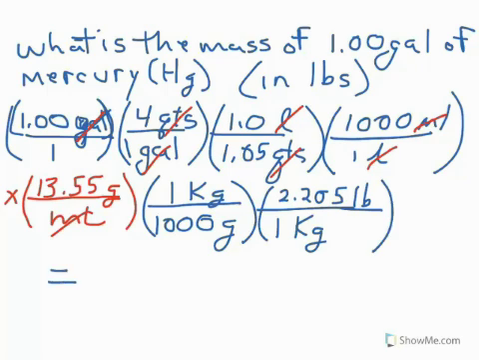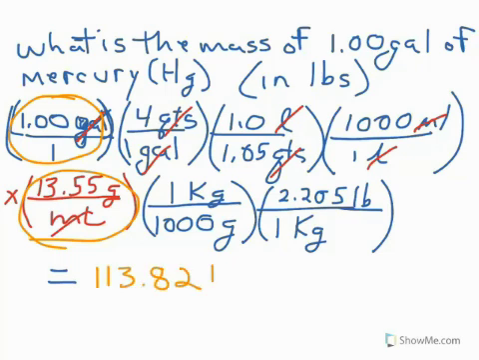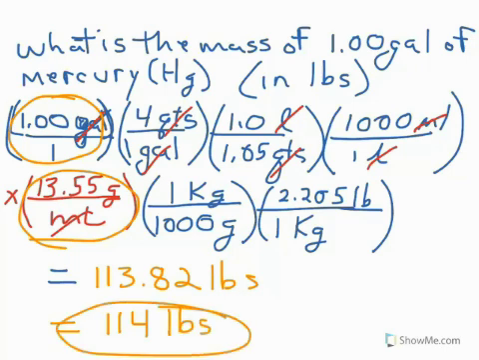Let's just do our sig figs first. I'm going to have 3 sig figs here, 4 sig figs for our density, and the rest of them are straight conversions. So in this class, we'll treat that as an infinite number of sig figs. So my number's got to have 3 sig figs. When I do the calculation, I get 113.82 pounds. And again, it'll have 3 sig figs, so 114 pounds for our answer. There you go.